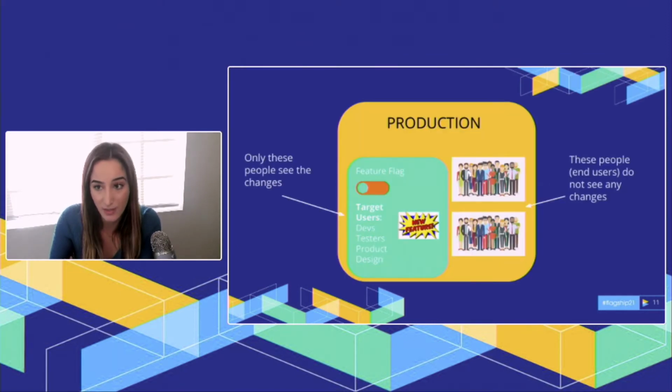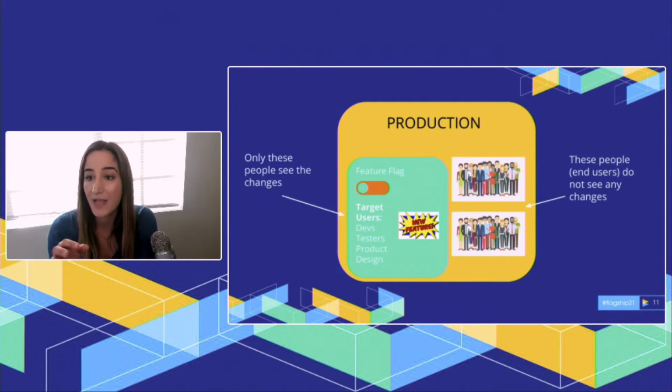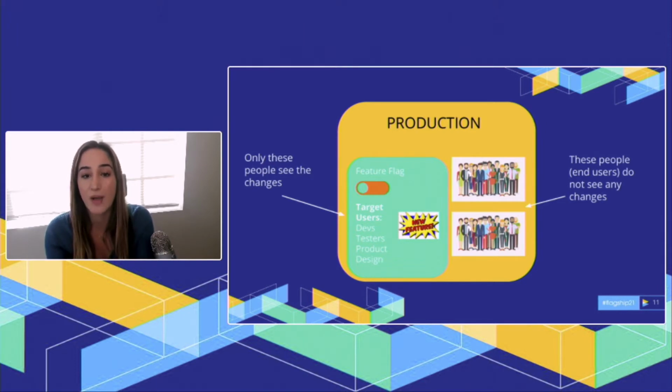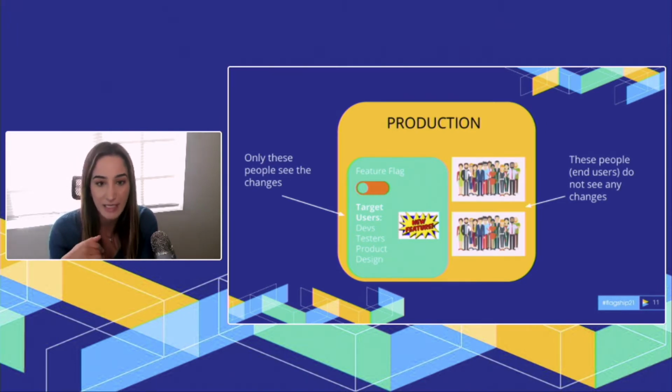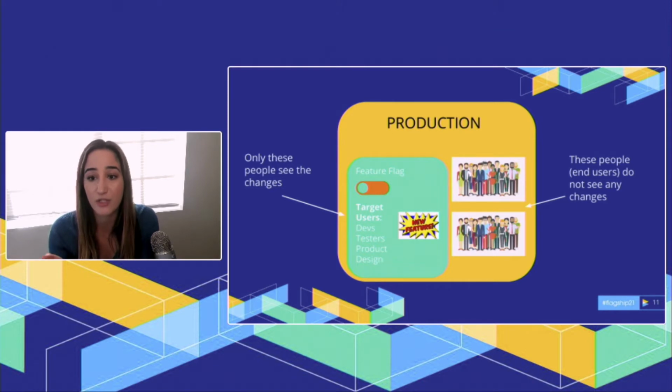So how does it work? You create a feature flag from the UI and then target all of your internal teammates. So dev, QA, product, design. So anything related to the feature can only be seen by the users that are inside of the feature flag because the default for the flag is off right now. So these people on the right, your real end users, they can't see anything related to the feature.